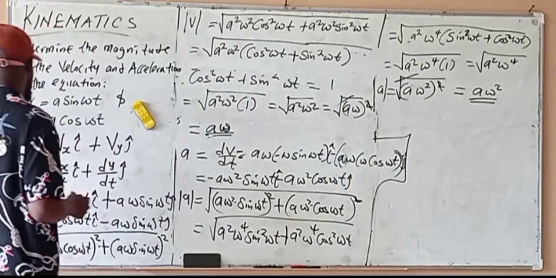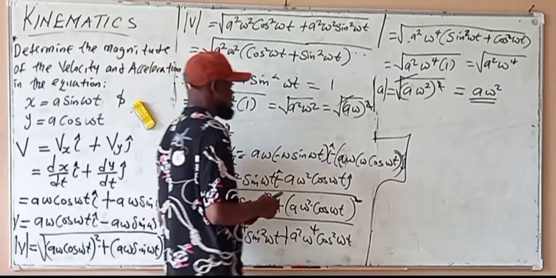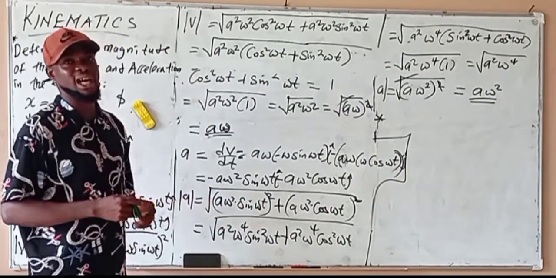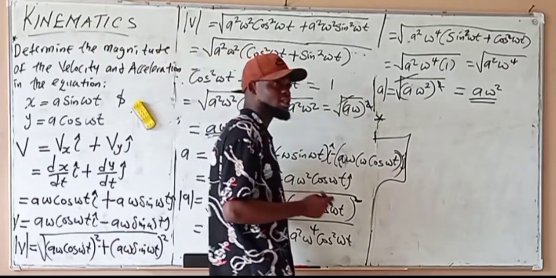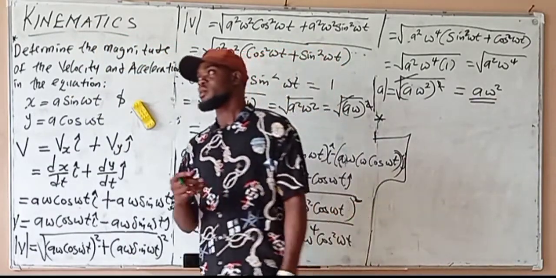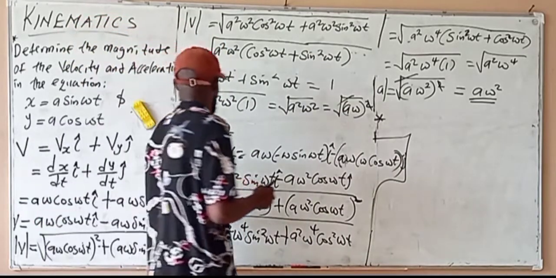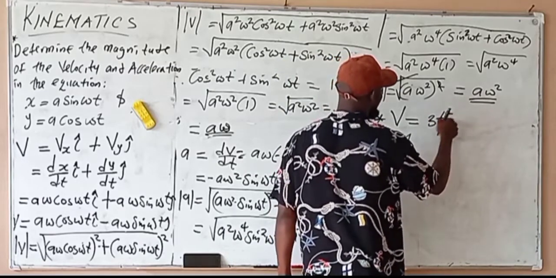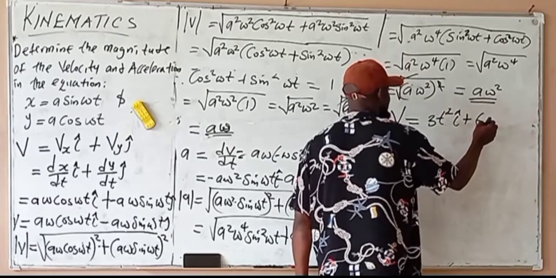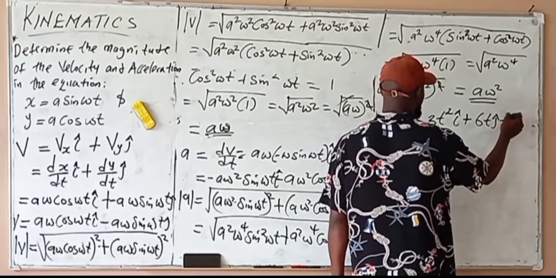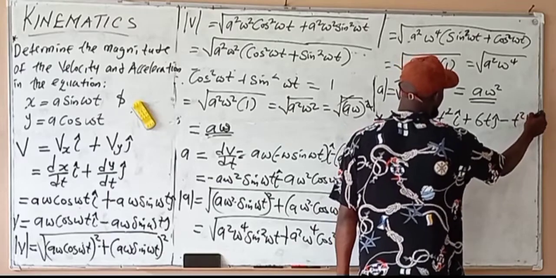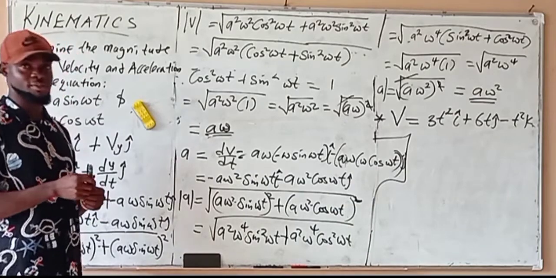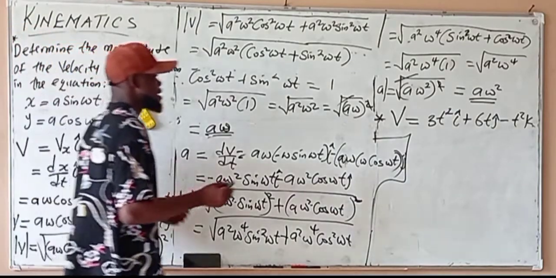Then let's say we have this question now. Another question. The velocity of a body is given by the equation V is equal to 3t squared i plus 6t j minus t squared k. Calculate the displacement of this body.